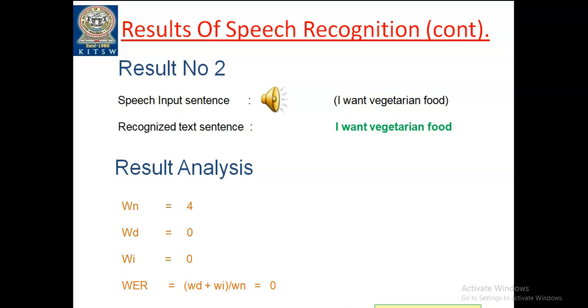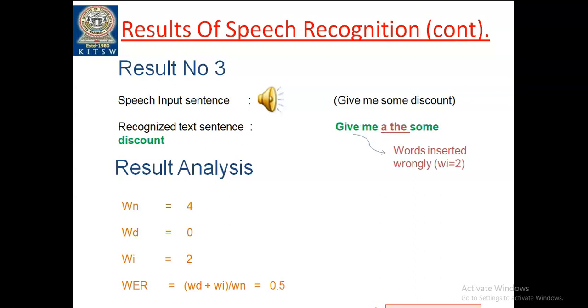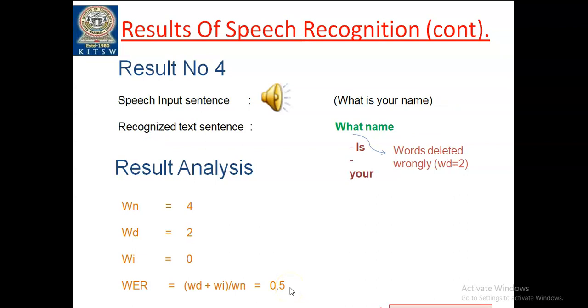So this is the second example. The speech input sentence is I want vegetarian food. Here also there is no ambiguity, the same as the previous example. Now let us concentrate on the next example. Here the speech input sentence is give me some discount, but the recognized text sentence has extra words. These two words are inserted wrongly. How many words inserted? 2. So WN is 4: 1, 2, 3, 4. WD is 0, WI equals 2, and we get 0.5. That means 50% accuracy. And similarly, example number 4.